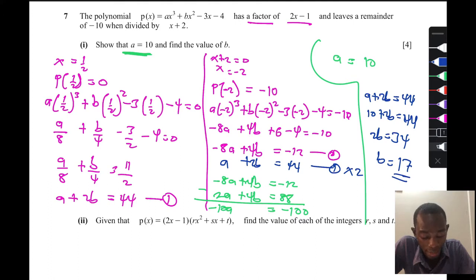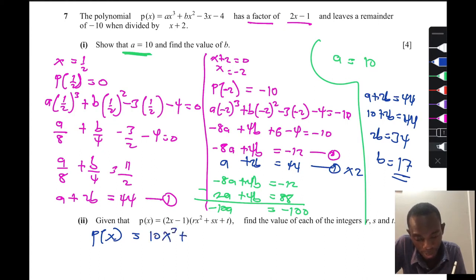Well, the idea is that first let's rewrite our polynomial since we found a and b. So that polynomial p of x will be equal to, a is 10, right? So we have 10x cubed plus bx squared, b is 17, so 17x squared minus 3x minus 4.